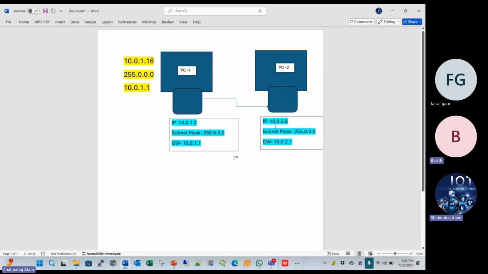Also, the network gateway is the same and the IP class is also the same. So that's why I told you it will communicate. How do you understand whether the IP is the same or different? This IP is different, but the IP classes are the same. Both are class A, so it will communicate.